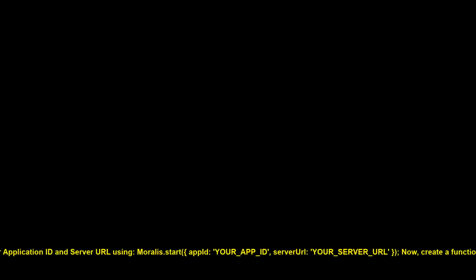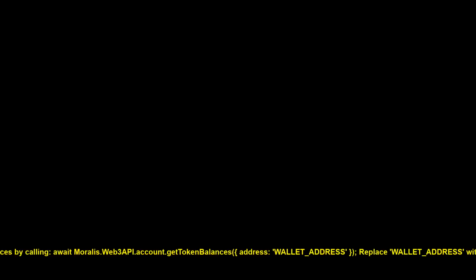Initialize Moralis with your application ID and server URL using Moralis.start({ appId: your_app_id, serverUrl: your_server_url }). Use the Moralis API method for fetching balances by calling await Moralis.Web3API.account.getTokenBalances with the address.